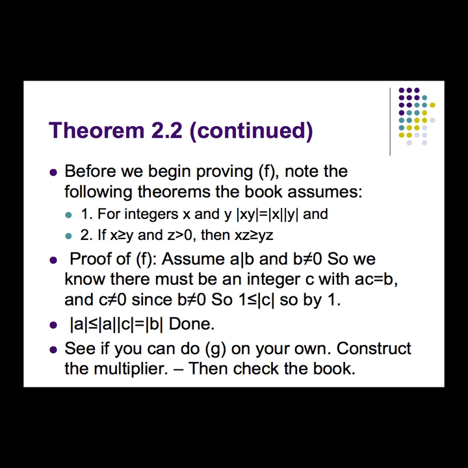That's about the only one of these that's not of the nature of showing something divides something else. If you do G, you're back to that, coming up with showing that something divides something else. See if you can do G on your own. Construct the actual multiplier using the assumptions. If you get stuck, check the book.